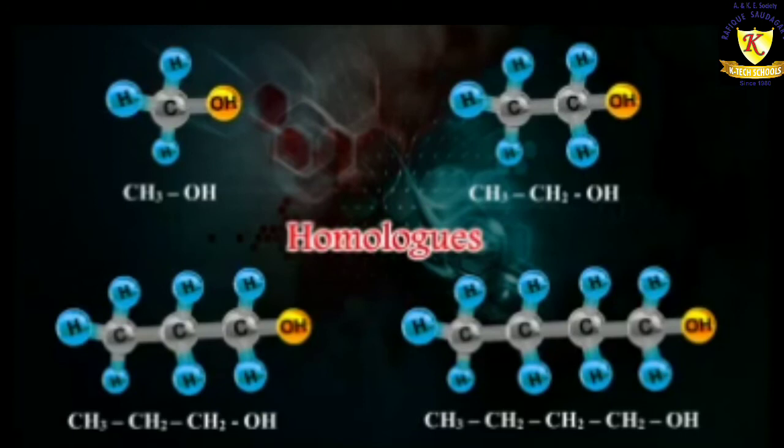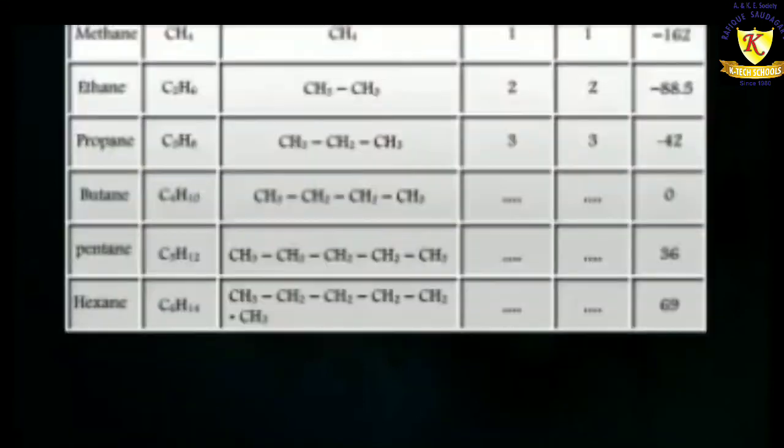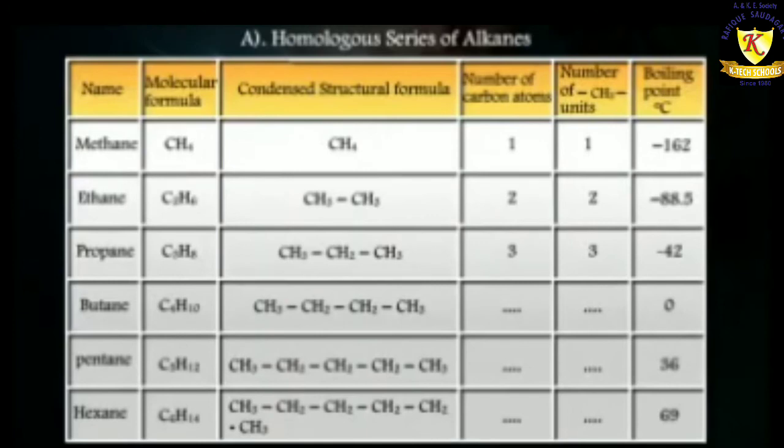All the members of the homologous series are homologues of each other. Earlier, you filled the structural formulae and molecular formulae in this table. From that, the initial part of the homologous series of alkanes was formed.